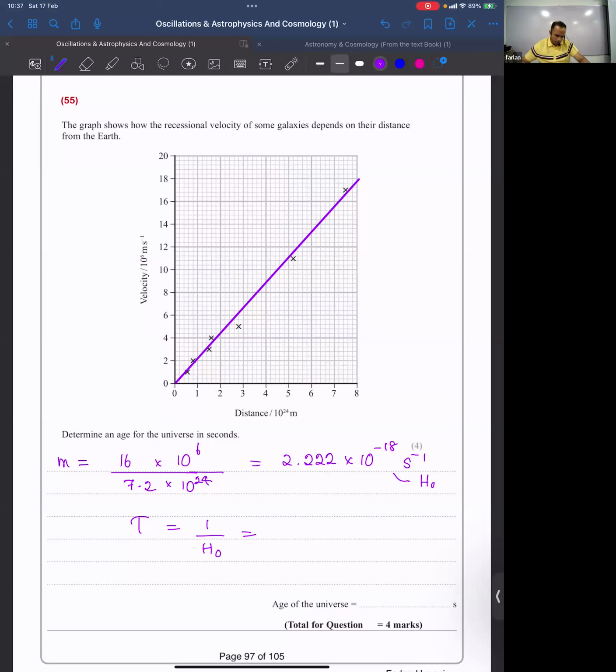What are you getting? 17, right? Yeah, okay, first one. I'm getting 4.5 × 10 to the power 17. This is in seconds. No? I'm getting 4.5 × 10 to the power 17 seconds. Yeah. What more do you want to do? They haven't told to convert it to years.